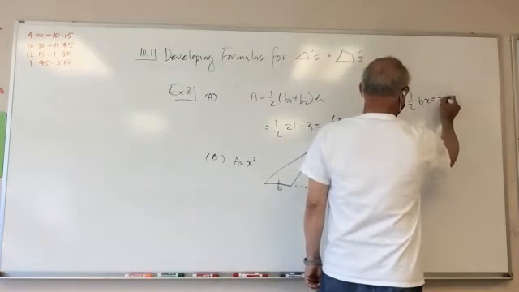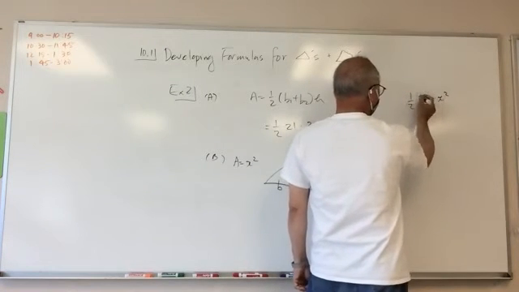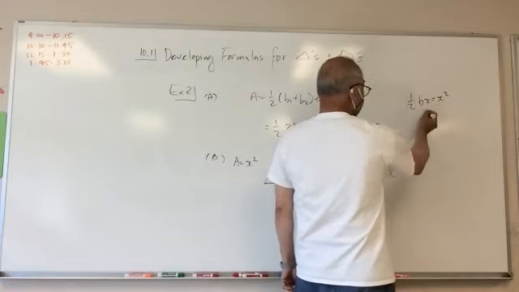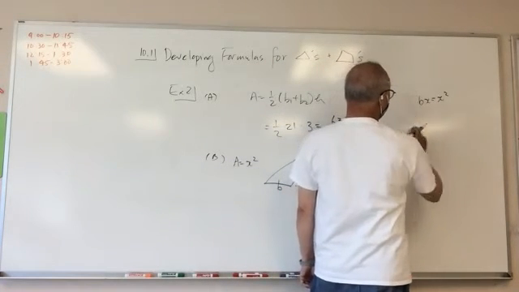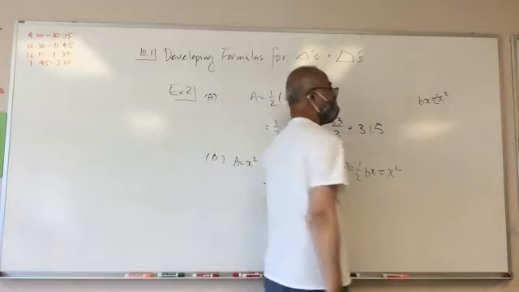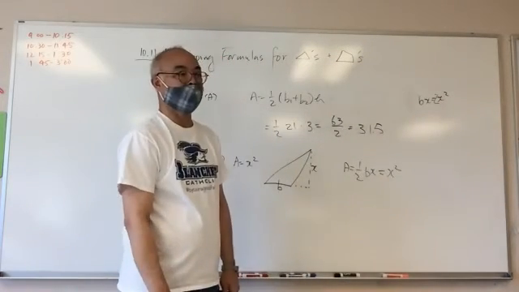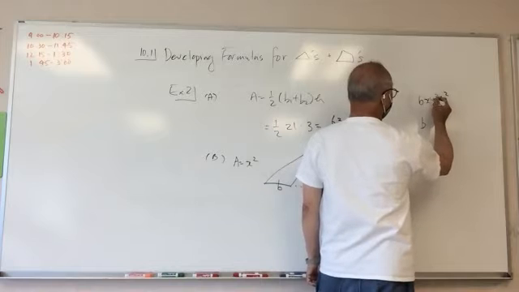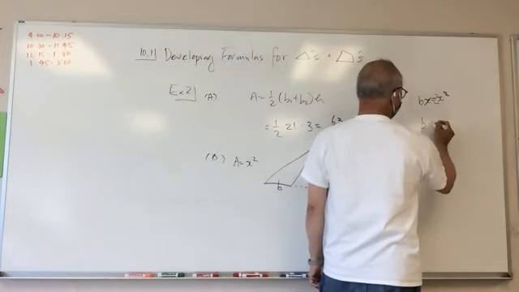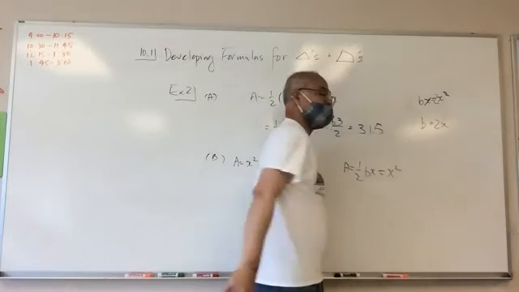Bx is equal to x squared. We're trying to solve for B, right? So I'm going to isolate B. The first thing I would do is multiply both sides by 2. I'm trying to solve for B, so I divide everything by x. One of these x's goes away, and one of the x's goes away. B is equal to 2x.